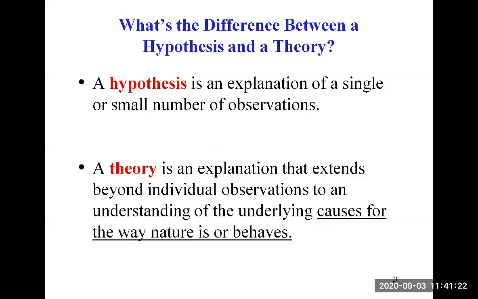So what's the difference between a hypothesis and a theory? A hypothesis is an explanation of a single or a small number of observations. It's really coming from a single person looking at one thing. But a theory is an explanation that extends beyond individual observations to an understanding of the underlying causes for the way nature is or behaves. So a theory is trying to explain more generally. It's like a model of nature, and so it explains more than just one thing. It can explain many different kinds of observations that are seen.